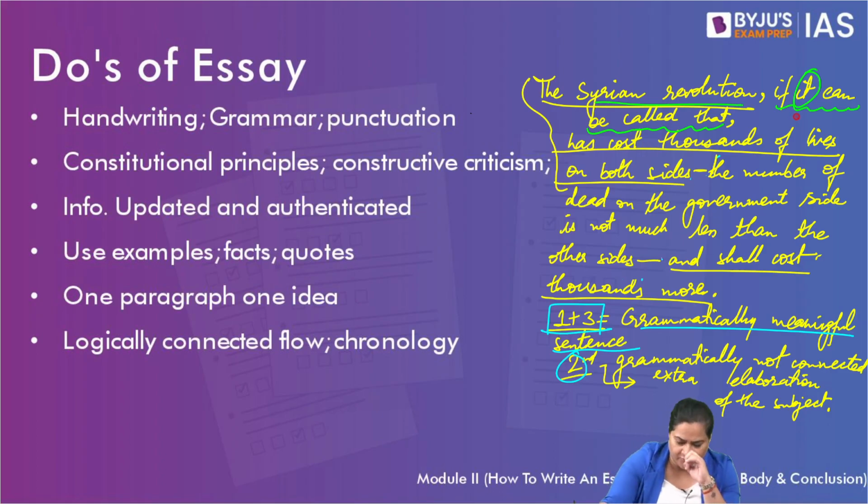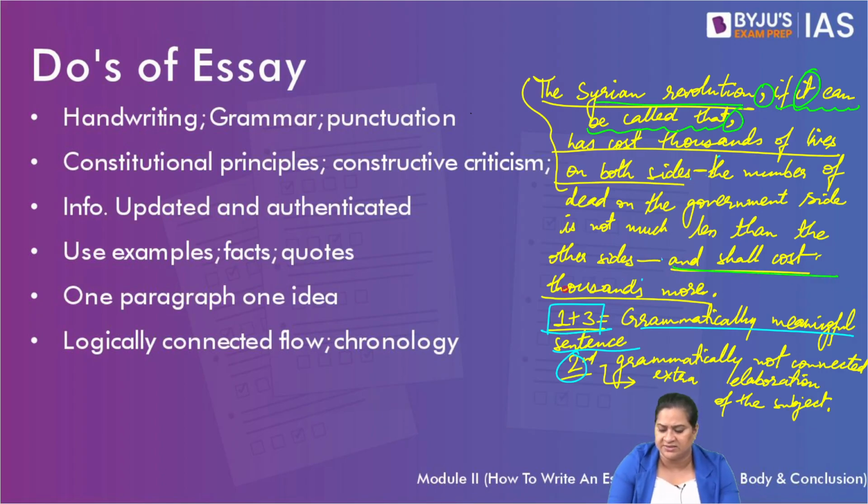So the Syrian revolution, okay, and then the extra enumeration between the two commas, and then it is written, has cost thousands of lives on both sides. As we can see, after the usage of double comma, we move to the main sentence, has cost thousands of lives on both sides. Again there is a double dash, so because of the double dash we again jump back to the main sentence, and shall cost thousands more.